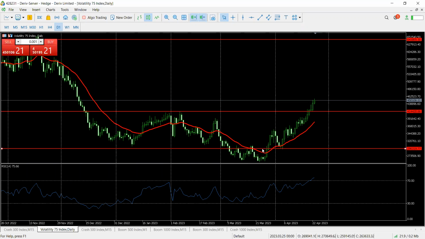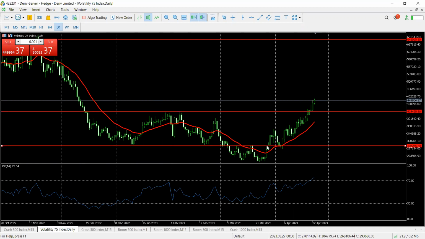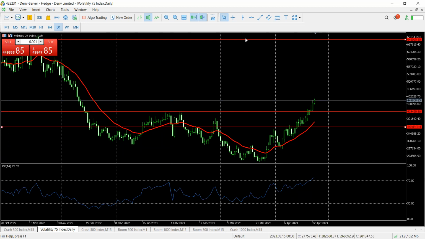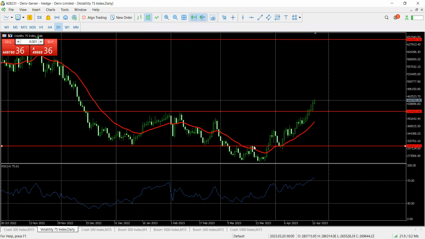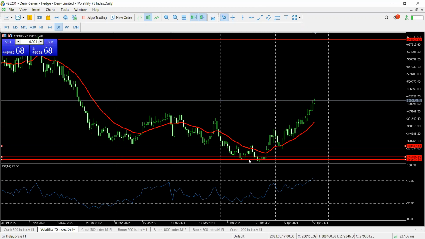If you see in the daily candle, this was the high of the market. The market broke this point. This was the high of the market. The market moved and broke this low. This was our low, and it was broken, and the market made a new low at this point. I'm sure you are seeing this.